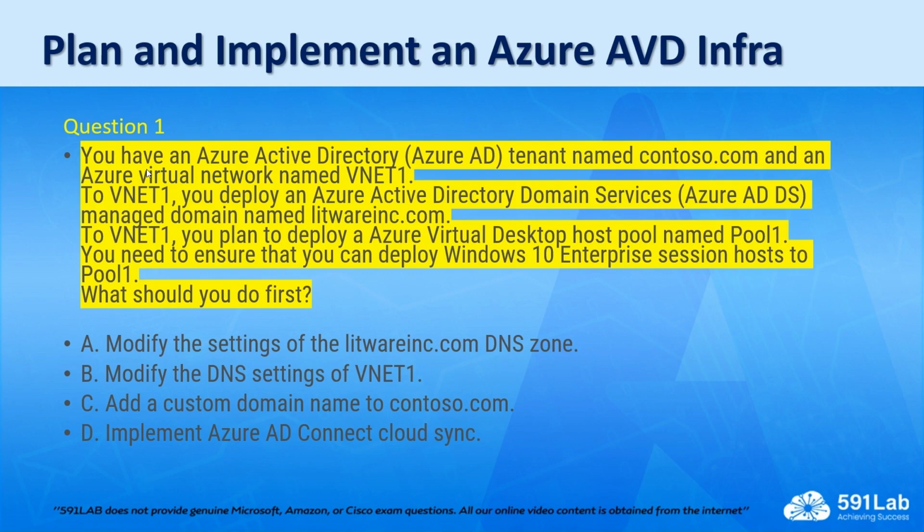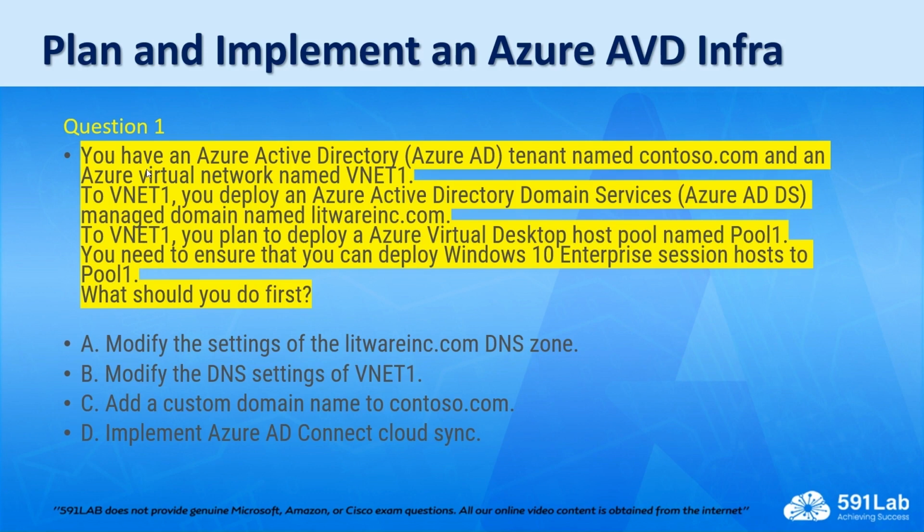The first question reads, you have an Azure Active Directory, Azure AD, tenant named contoso.com, and an Azure virtual network named VNet1. To VNet1, you deploy an Azure Active Directory Domain Services, Azure ADDS, managed domain named litwareinc.com. To VNet1, you plan to deploy an Azure Virtual Desktop host pool named Pool1. You need to ensure that you can deploy Windows 10 Enterprise session hosts to Pool1. What should you do first?